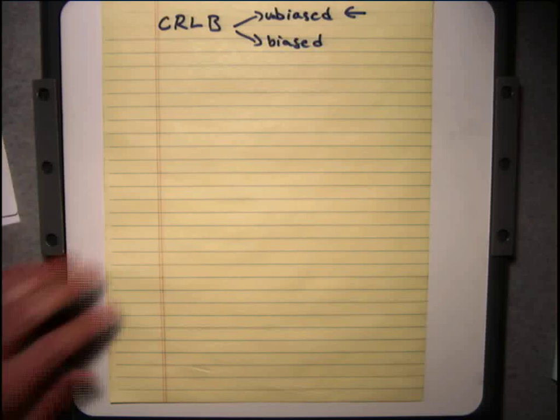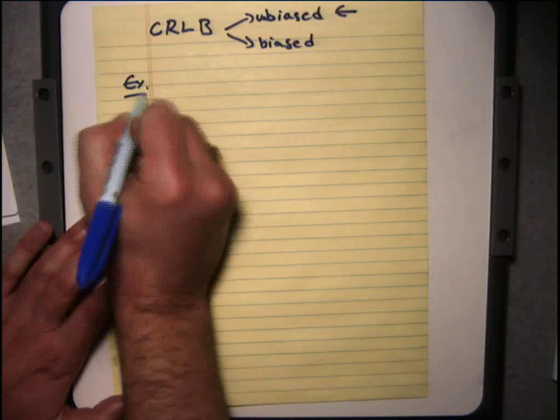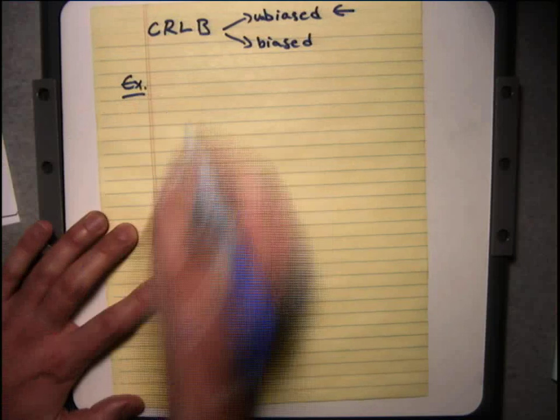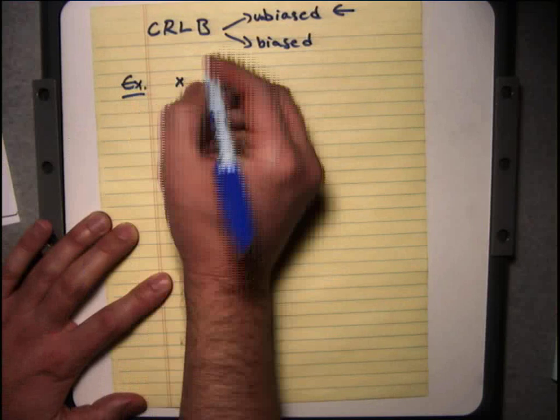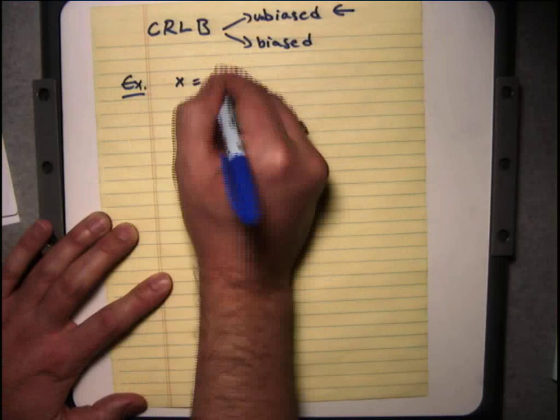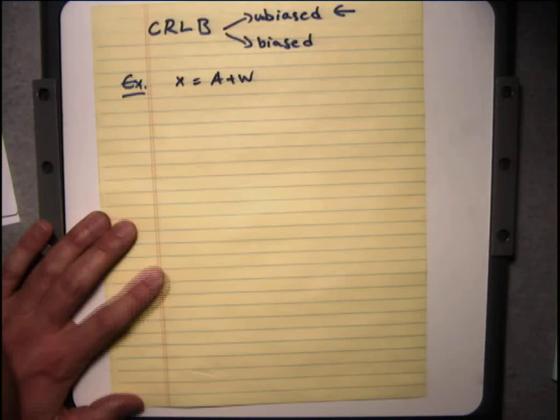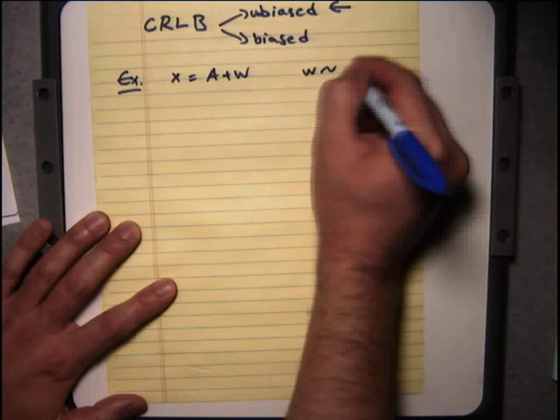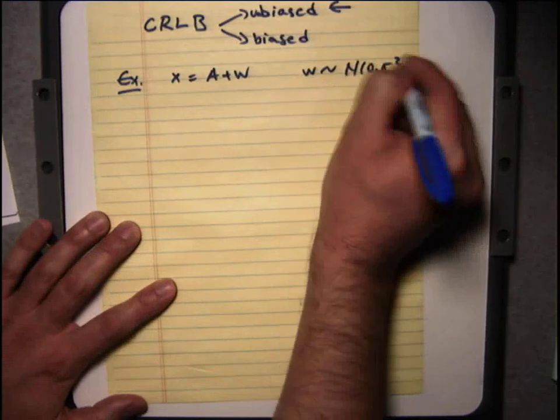So let's take a look at an example and see if we can motivate this Cramer-Rao bound. Again, let's say x is equal to a constant A plus w, and let's say the w is Gaussian, zero mean, variance sigma squared. For now, let's just say a single value, a single data point.